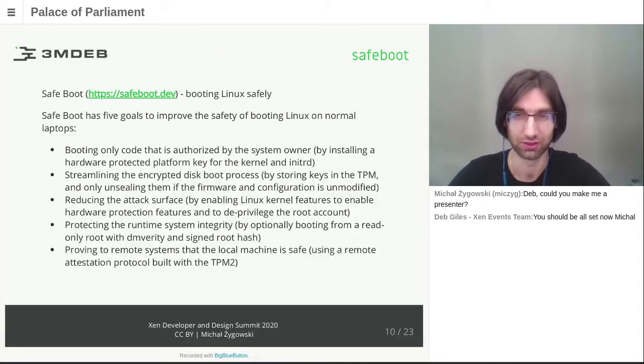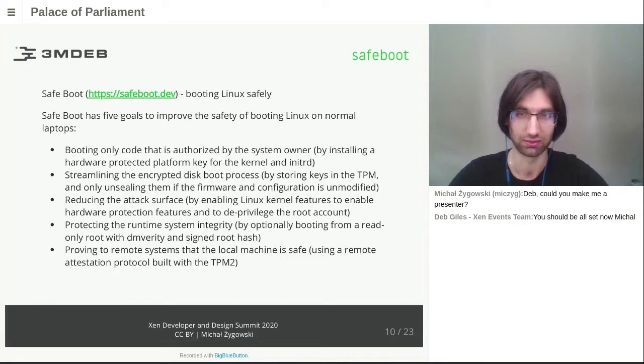So in order to show you the TPM2 attestation, I have decided to use safeboot. It's a utility to boot Linux safely. And it has 5 main goals to ensure the safety of the boot process of Linux on normal laptops. First of all, it ensures that we are booting only the code that is authorized by the system owner, because safeboot installs an owner key to the UEFI secure boot, which is used to sign the kernel.